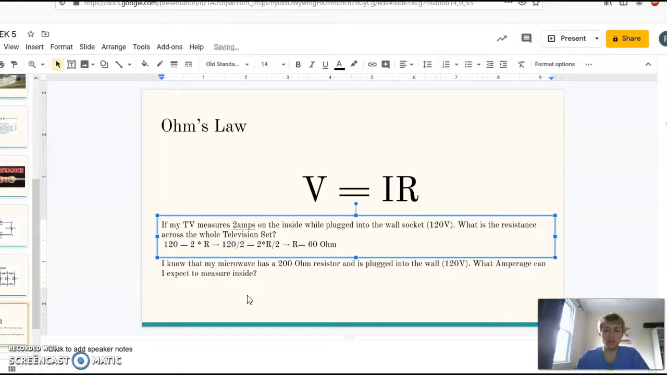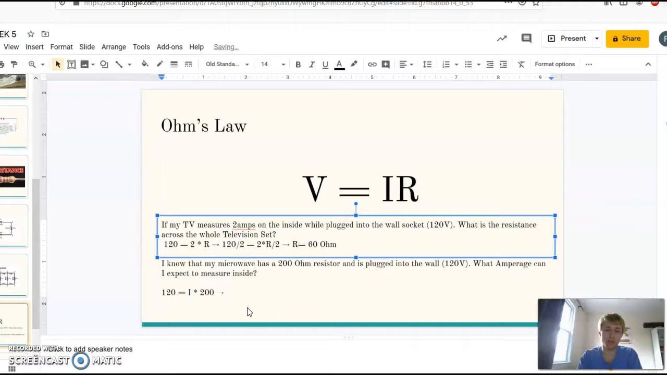How about this one? I know my microwave has a 200 ohm resistor in it. Plugged into a wall of 120 volts. What amperage can I expect to measure inside? Well, same idea, but we know slightly different things this time. We know 120 is going to equal some I, measured in amps, we don't know what that is, times some R. Well, R here is 200. And they're multiplied together. Easy. What should we do?